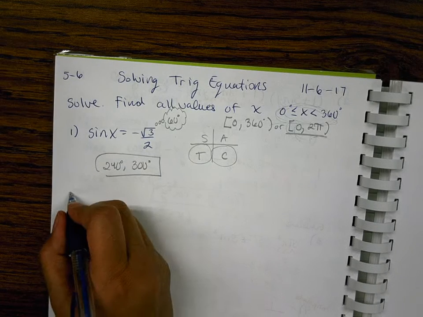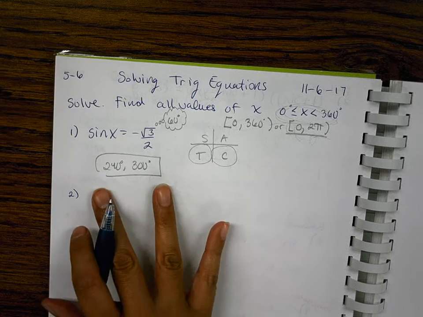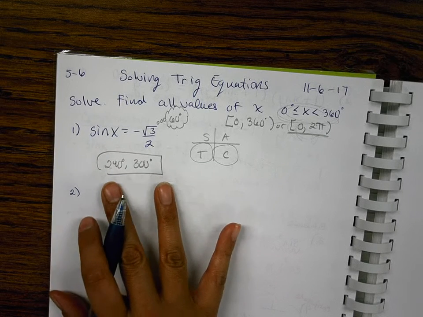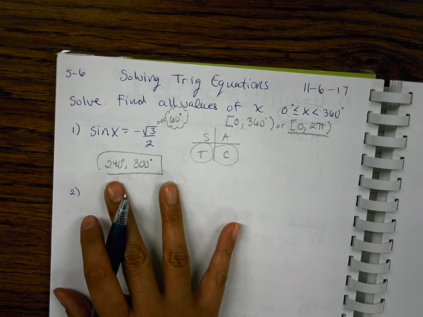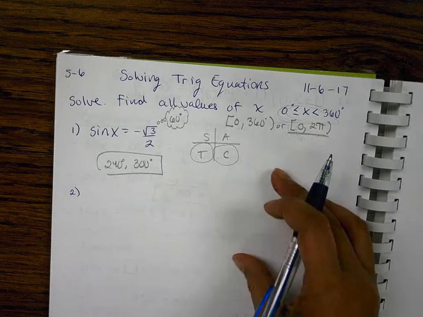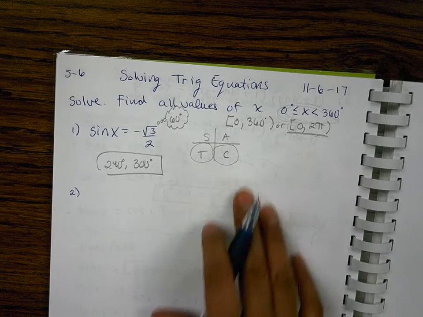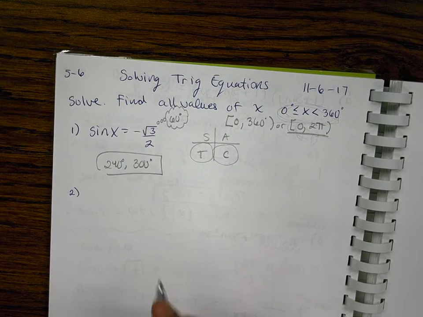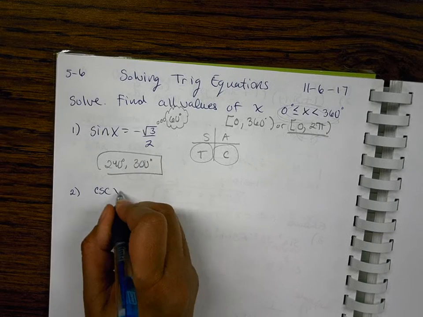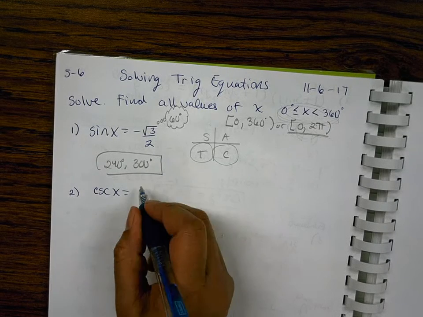Okay, number 2. And before I go further, remember we're no longer dealing with the inverse or arc sine, so we're no longer restricted to the right half or the top half. We're dealing again with all four quadrants. All right, next one, cosecant x equals -2.